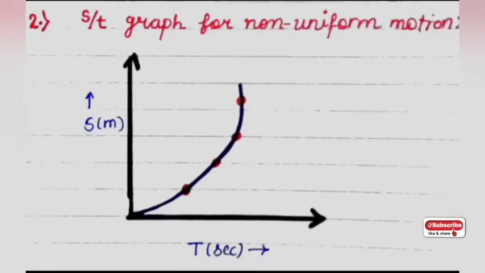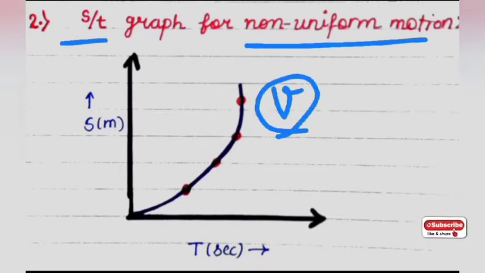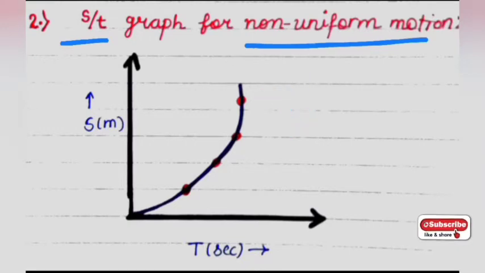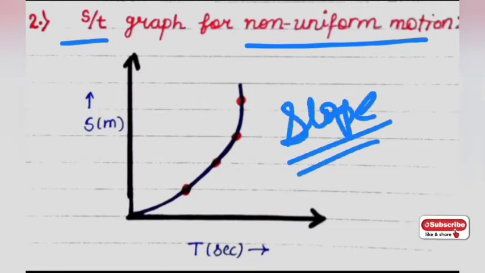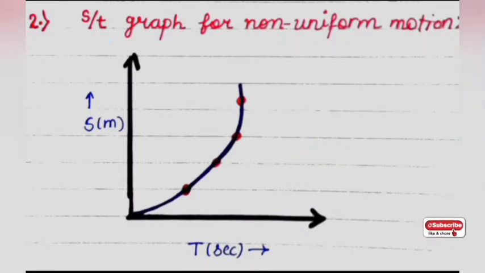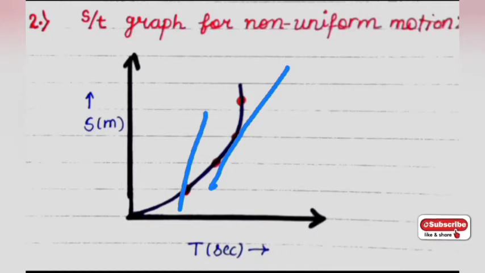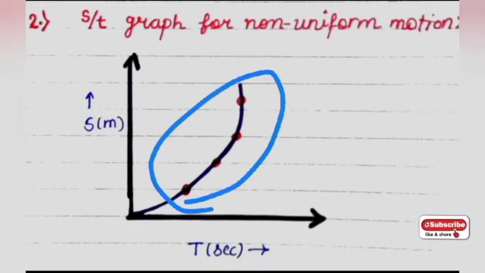Now next, the second thing is the S-T graph for non-uniform motion. Non-uniform motion is when the velocity is continuously changing. Here the velocity is obtained from the slope, which you will study further in other standards when you take maths. Slope is basically the tangent we can find from the graph. If we want to find the velocity at a point, we draw a straight line as a tangent there. When we draw tangents at different points, the angle obtained is different every time. It means the velocity is constantly changing in this graph.